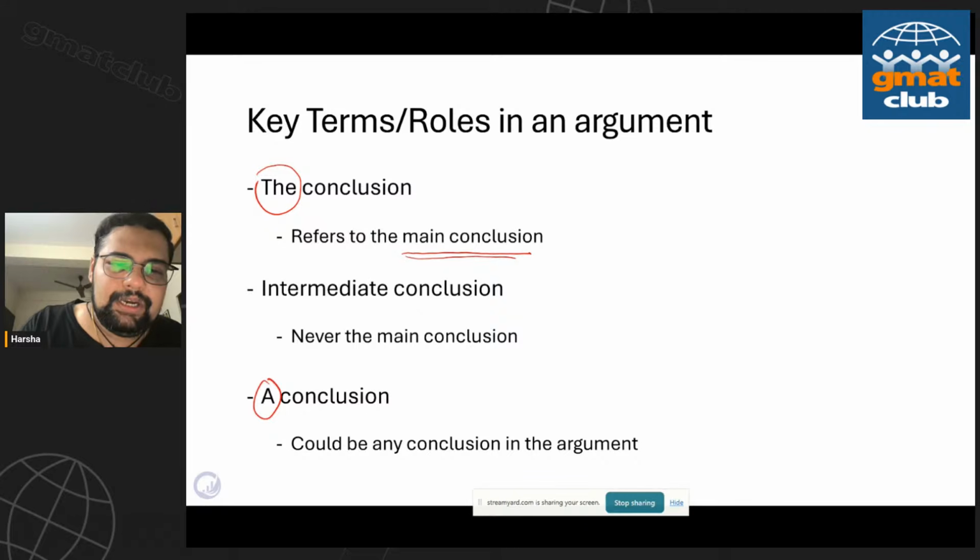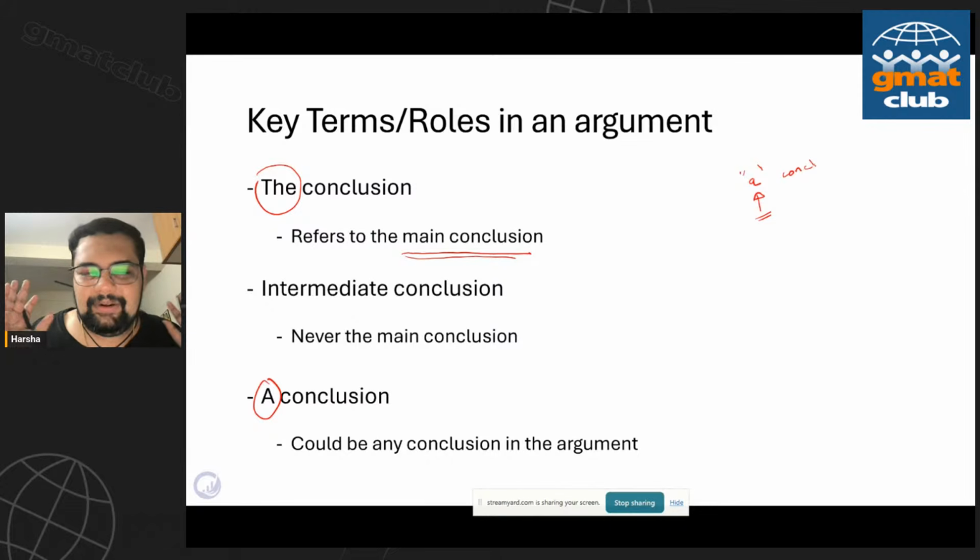When you see the word "a conclusion," and sometimes you see a choice which says "a conclusion," if you did not pay attention to this very innocent looking article, you will interpret everything the wrong way and you'll go wrong. So when you see a choice which says "a conclusion," think logically: it can refer to any of the conclusions in the argument. If there are 3 conclusions, it could refer to any of the 3 conclusions, right? Keep that in mind. Don't assume that it's referring to the main conclusion.